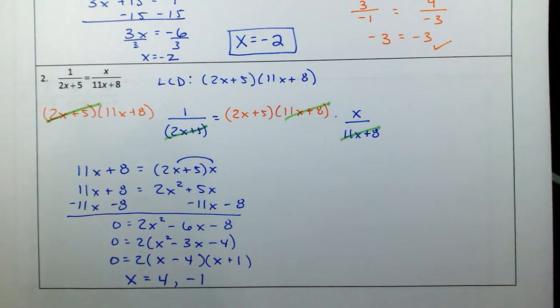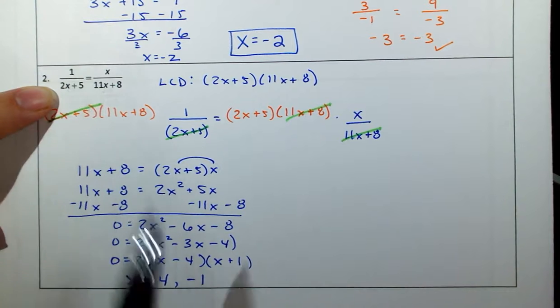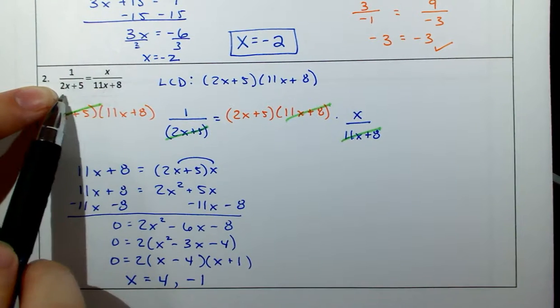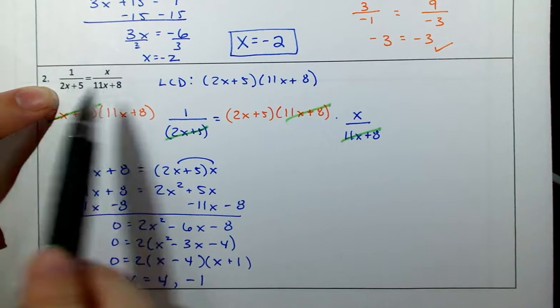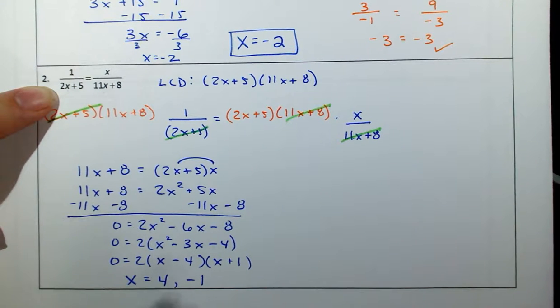Now, we have to go back and check and make sure we don't have any issues with our answers. So when I look up here, now I'm looking at, again, my denominators. Notice that neither of these create a restriction. So this restriction would be negative 5/2. This restriction would be negative 8/11. Neither of those have an issue.